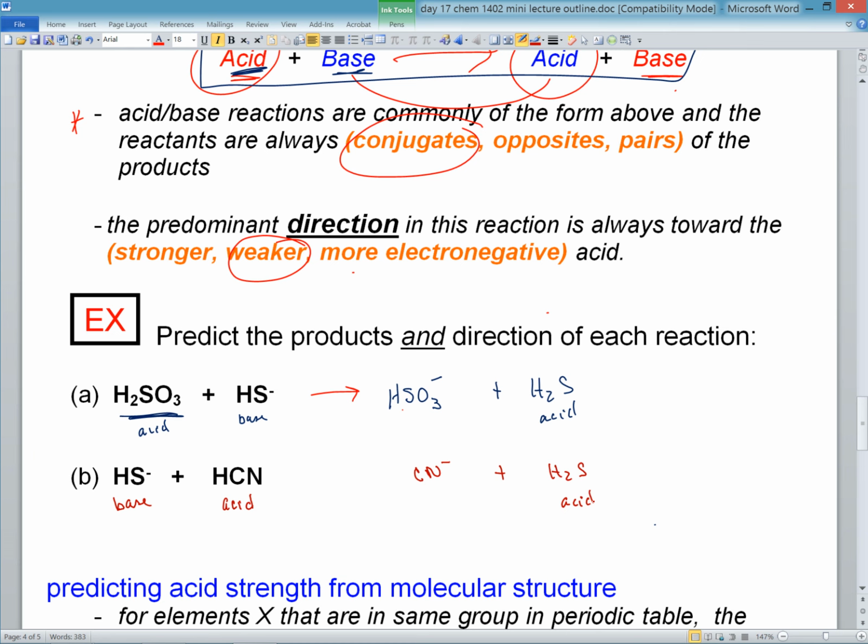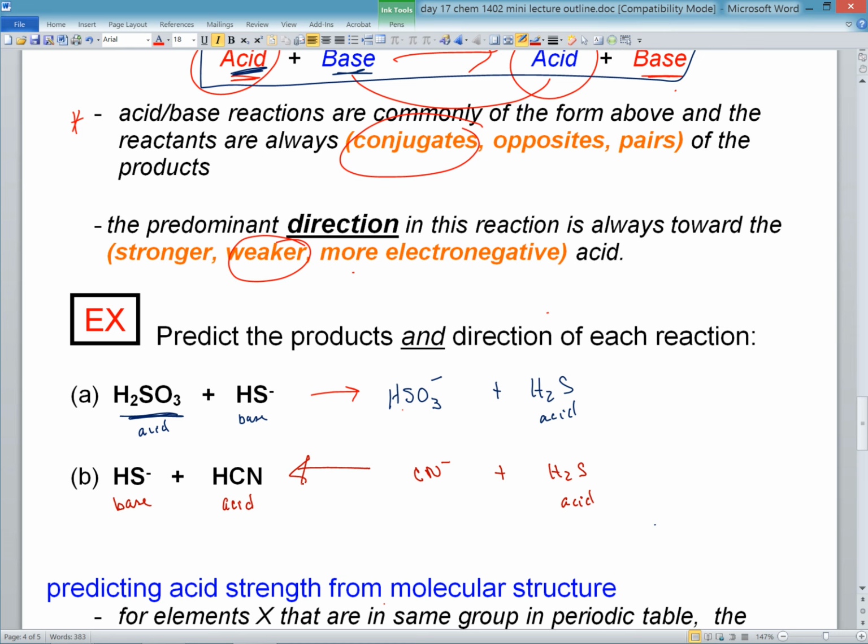Oh, it doesn't matter. A plus this plus that plus that. The order doesn't matter. Roland, we've got to compare H2S and HCN. Which one's weaker? The HCN? Okay, so that's where we point our arrow then.